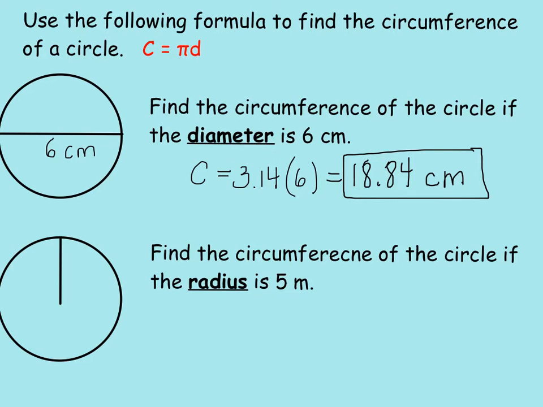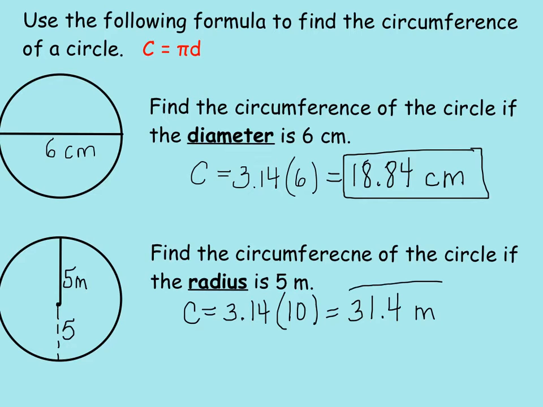Okay, for the second picture, we have a radius of 5 meters. To find the circumference of the circle, we're going to use our formula: 3.14 times the diameter. Now they don't give us the diameter in this one. Remember, the diameter is the distance all the way across. So that means we need to add in another 5, so our diameter is 10. If we take 3.14 times 10, we get 31.4, and then our answer will just be in meters.